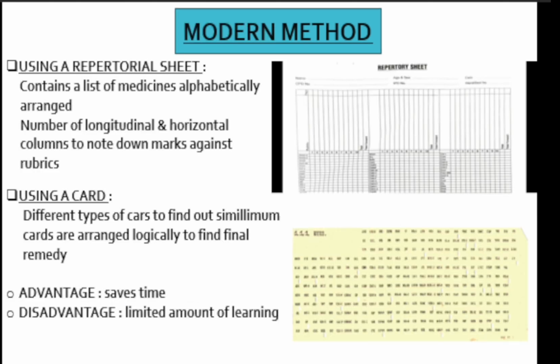Because doctors are busy, we eventually developed the modern method, using a repertorial sheet. Instead of blank paper, this sheet contains a list of medicines that are already alphabetically arranged. It features a number of longitudinal and horizontal columns to easily note down marks against rubrics. By using cards, different types of cards are used to find out the simillimum. These cards are arranged logically to help find the final remedy. The main advantage of this modern method is simple: it saves time. However, the disadvantage is that there is a limited amount of learning compared to writing everything out by yourself.